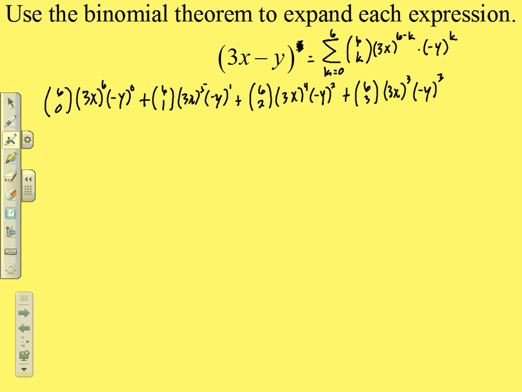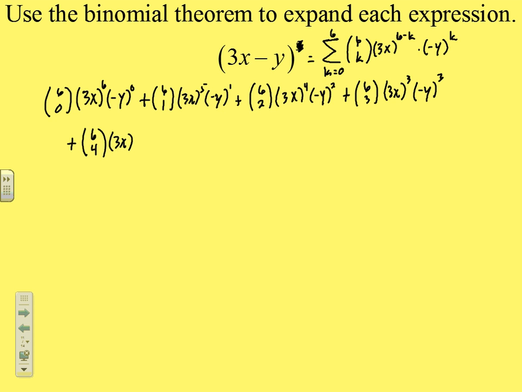And yeah, I'm about out of room here, so I'm going to keep going and continue down. I'm going to indent it a little bit, plus, and the next combination will be... I just want to keep it the way I am. I think I'll have room to finish everything. So the next combination will be 6 choose 4 times 3x to the 2nd power times negative y to the 4th power, plus 6 choose 5 times 3x to the 1st power times negative y to the 5th power.